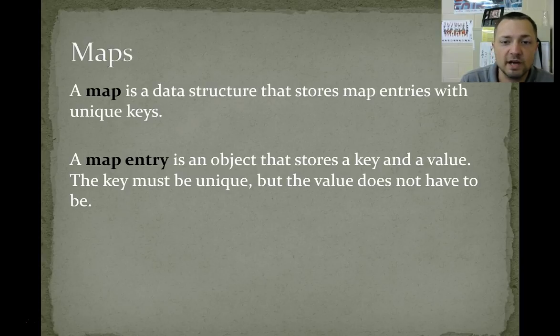We have to have a way of uniquely identifying everything that a map stores. So the key must be unique. The value does not have to be unique. So again, with the student example, student IDs are your keys, and your first name and last name might be your value. The value doesn't have to be unique, but your student ID does. It's the key.